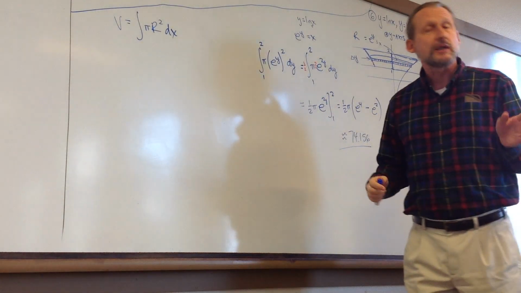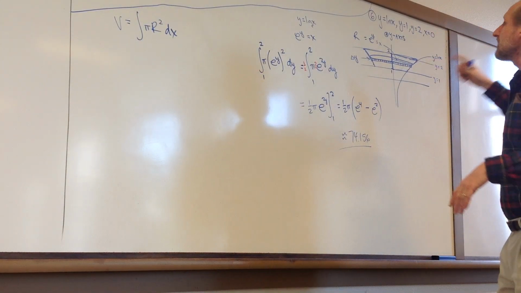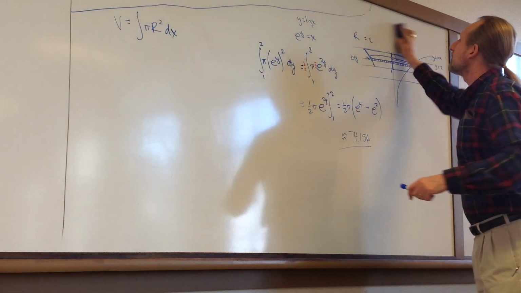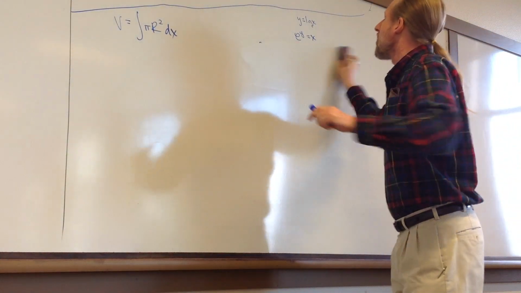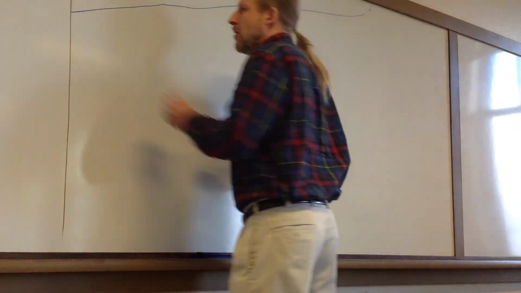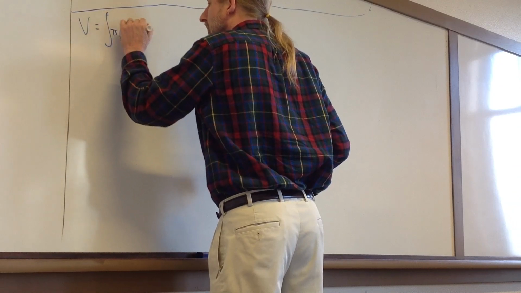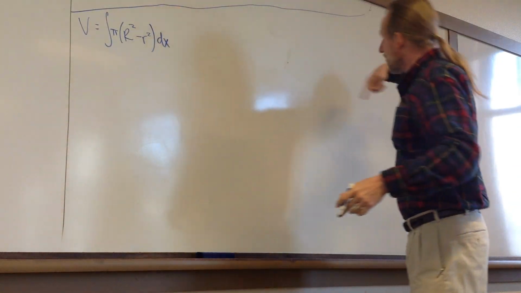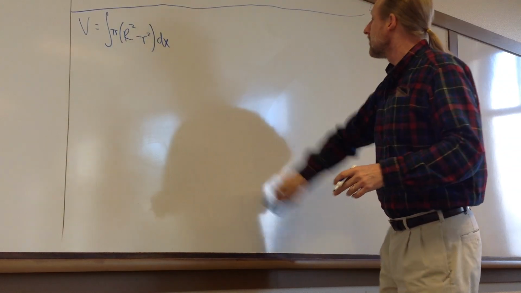So next we're going to look at a couple of washer problems. One is a washer problem going around the x-axis, and then we'll see a washer problem going around the y-axis. So let's take a look at those. Okay, so now we need the washer formula, where the volume is the integral of pi, big R squared, minus little r squared, dx if we're going around the x-axis, it'll be dy if we're going around the y-axis.